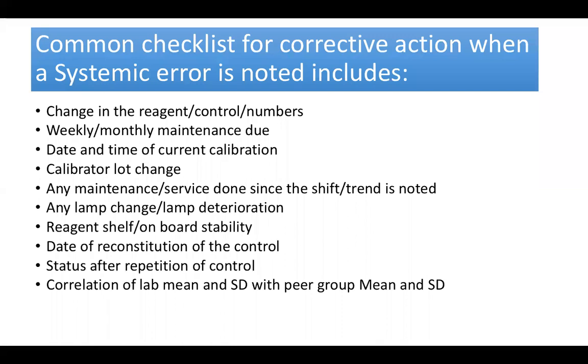Reagent stability, sometimes what happens, these are not stored properly, or the date of reconstitution of the control. This also you see sometimes when we are reconstituting, you find after that there is deterioration because it is not stored properly. Suppose you are reconstituting a control and preparing 10 aliquots.